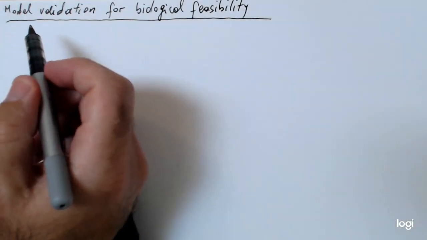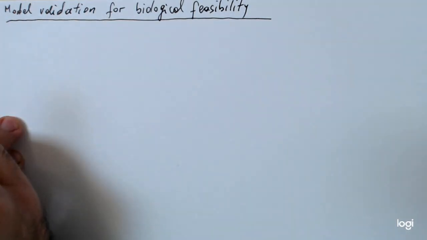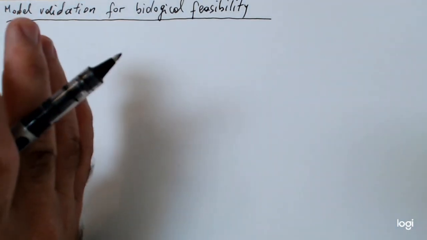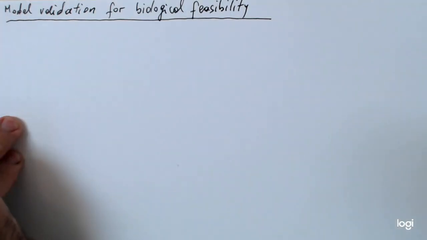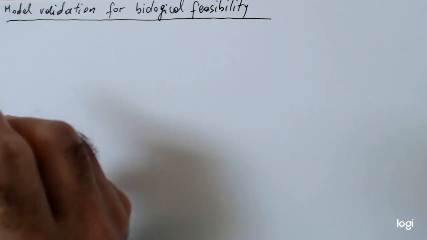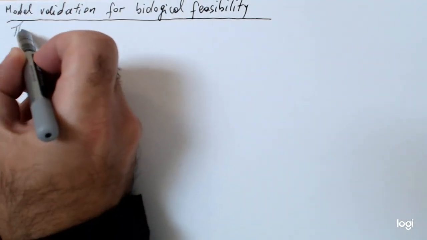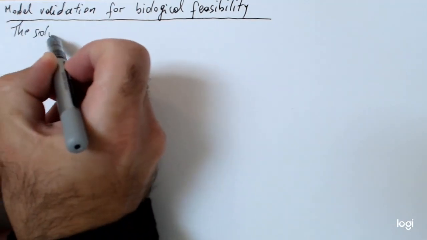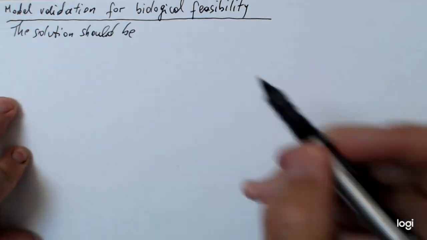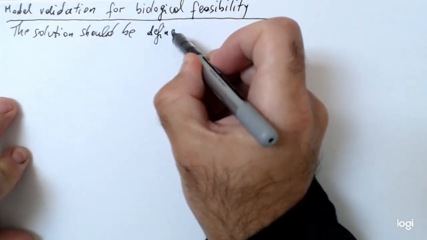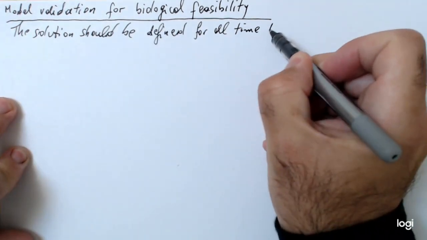So let's do one for which I'm not going to actually get into how to check it. It's a little bit more complex, especially if you cannot actually solve the system explicitly, which is the case most of the time. So for example, the solution of the model should be defined for all time t greater than 0.